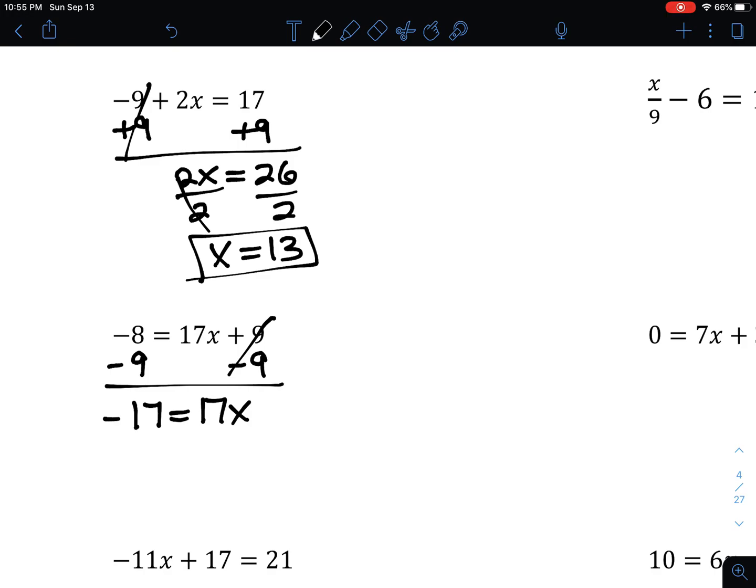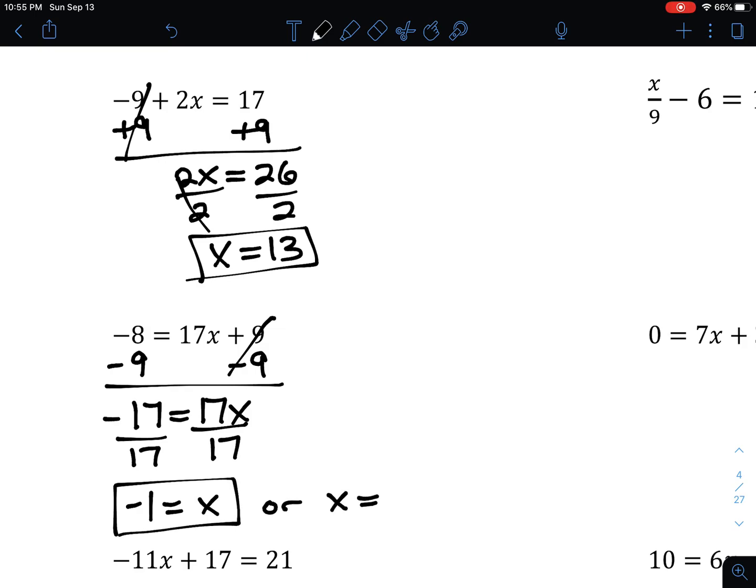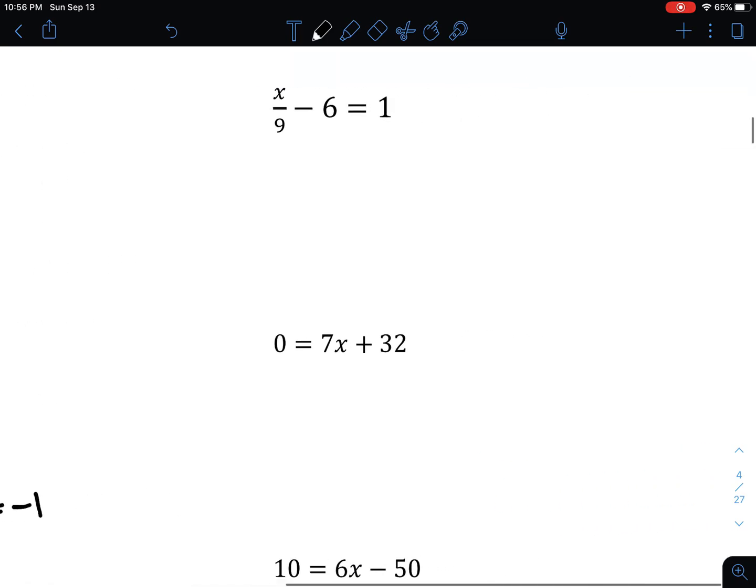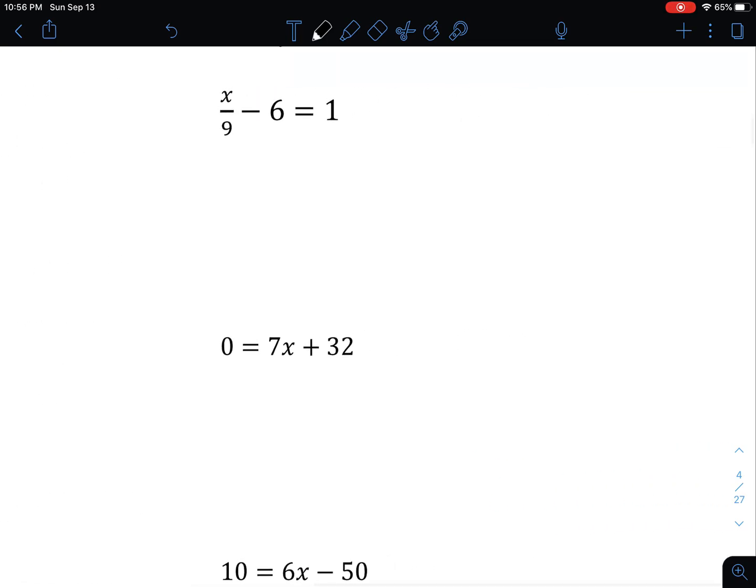Now to get x by itself, opposite of multiplying by 17 would be to divide each side by 17. So we get that negative 1 is equal to x. Which, if you wanted to, you could always rewrite and say x equals negative 1 so that x is on the left side, but you really don't have to unless you want to. All right, let's jump over to the other side here. Take a look at a few more.